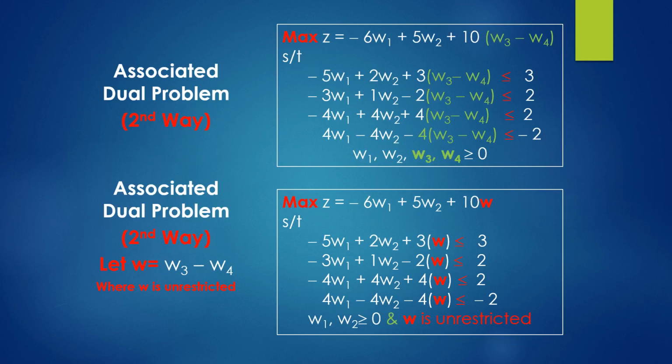Here is another way to represent or write the associated dual problem. We can say there's a second way to write it. In this representation, w3 and w4 were restricted variables, and we have replaced them with an unrestricted variable w. So from this representation we can write w instead of w3 minus w4, and please keep in mind that in this case w will be an unrestricted variable.